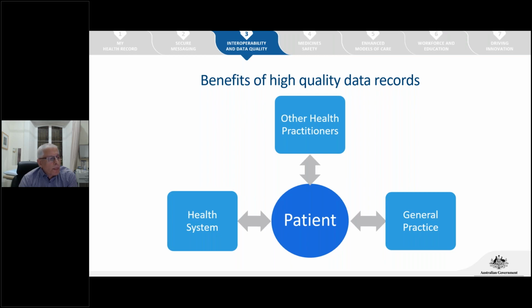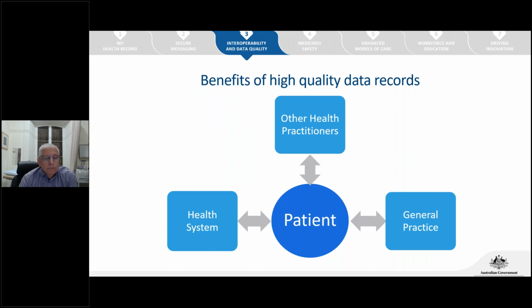Now, for patients, the quality of their health information kept by a practice can affect their health outcomes. This information informs decisions about their treatment and it also facilitates continuity of care both within the practice and also between other healthcare providers. High quality records also make it easier for patients to access and understand their health information.